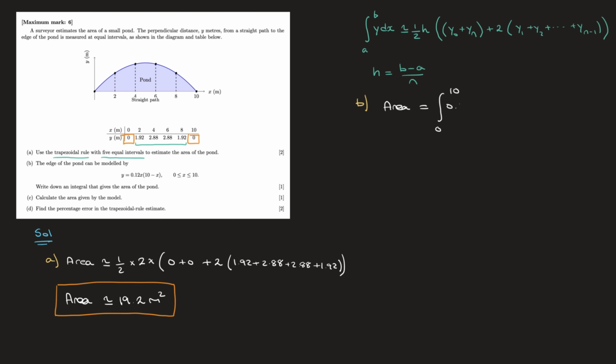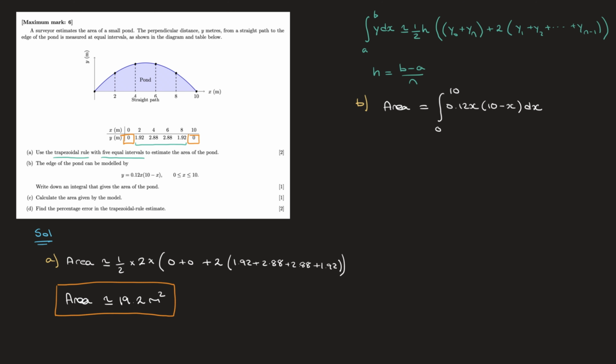That's 0.12x times (10 minus x). And don't forget to write the dx at the end here. There we go. That's question B taken care of. And I should say, do be careful in exams to make sure that you write every single part of this integral correctly. Indeed, it's a relatively easy point to get, provided you don't forget anything. So don't forget the dx at the end, and don't forget the lower and the upper limits of the integral.